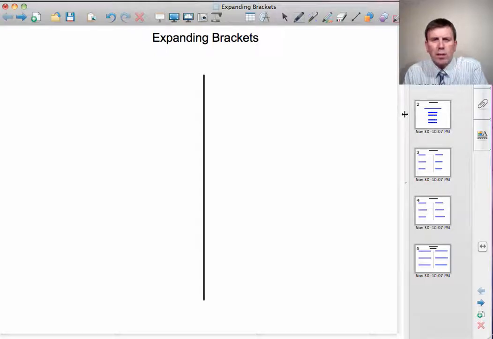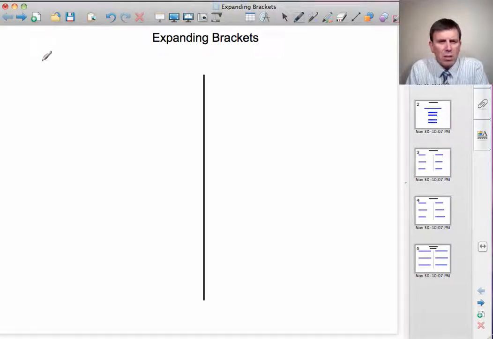Hello and welcome to a lesson on expanding brackets. What do we mean by expanding brackets? Well, basically we mean multiplying by whatever's in front of the bracket to remove the brackets. So let's have a look and see how it works.